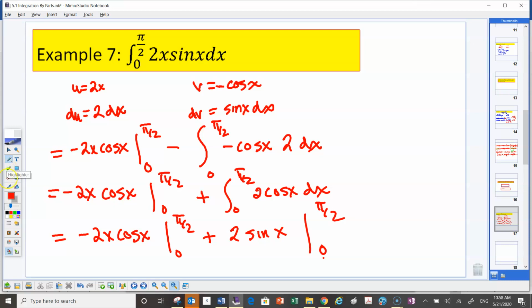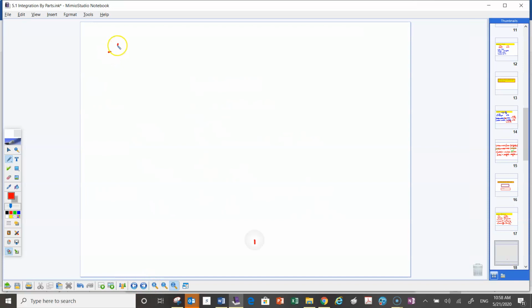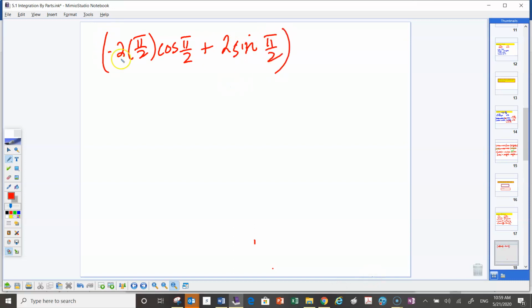So let's just put this all to the limit 0 to pi by 2. So I'm going to get negative 2 times pi over 2 cos pi over 2 plus 2 times the sine of pi over 2. So there's my upper limit, minus negative 2 times 0 cosine of 0 plus 2 times the sine of 0.